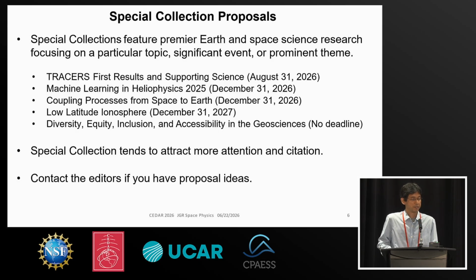AGU journals accept your proposals for special collections. Particularly, here are 5 examples going on at JGR now. Special collections feature some particular topics, significant events like May 2024 storm events or prominent themes. So like a new satellite mission like TRACERS getting launched, that's a good reason to propose a special collection. There are prominent themes going on in the community like machine learning, and there are lots of ionosphere papers published in the low latitude ionosphere special collection now.